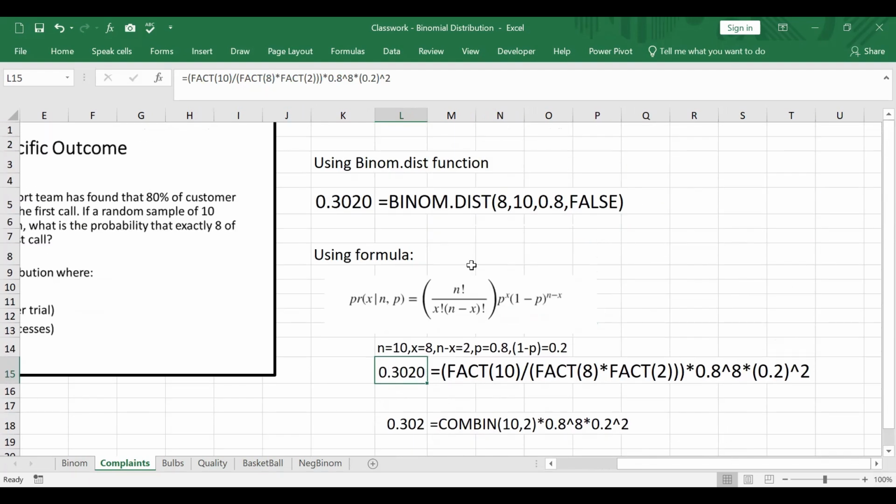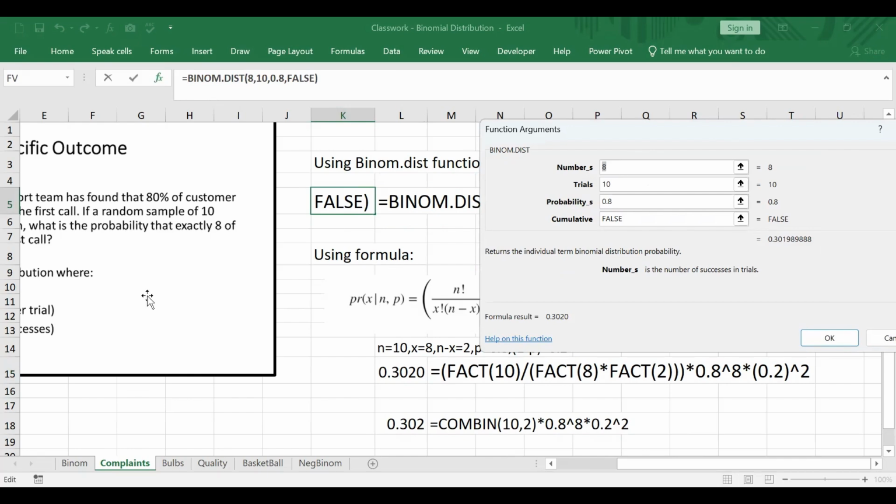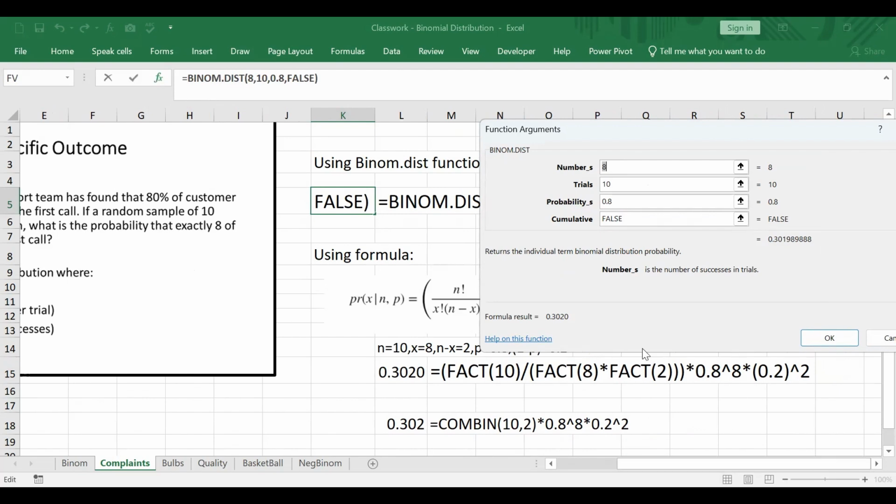In addition to that, directly there is a formula in Excel called binom.dist. When I use this binom.dist, what are the parameters we put? Number of successes is the probability of 8 successes. 8 of them result in first call. Number of trials, 10. Probability is 0.8. And cumulative means exactly 8, so it is false. It's not cumulative. You're not adding 1 success plus 2 success plus 3 success. It is only exactly 8 success. Therefore, it has to be put as false. So all the 3 give the same answer. You can see that.